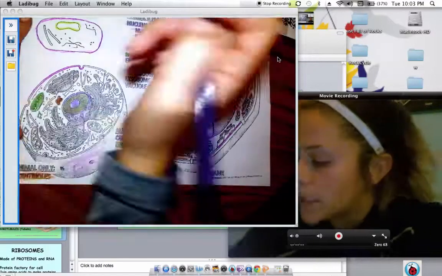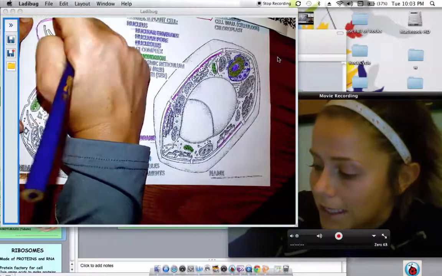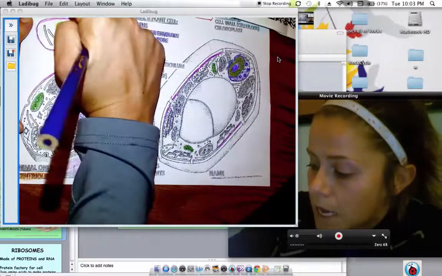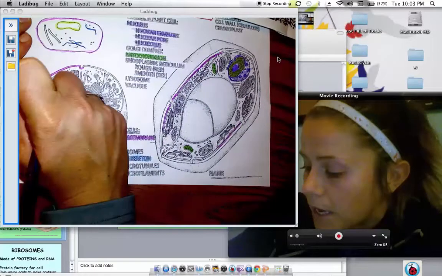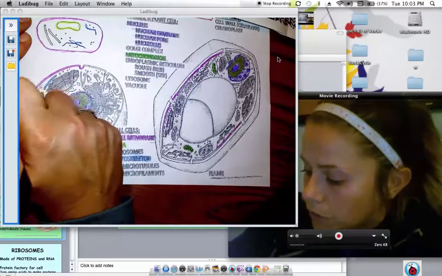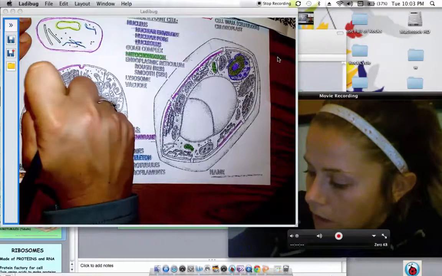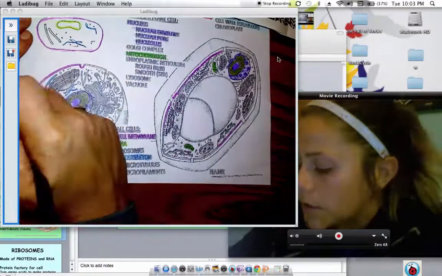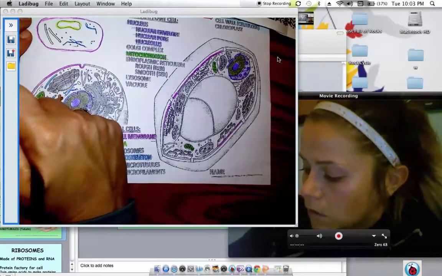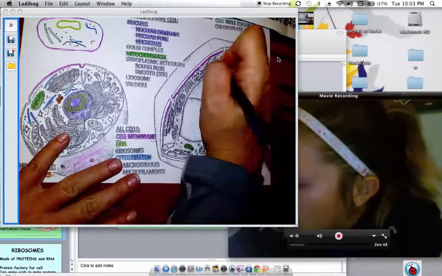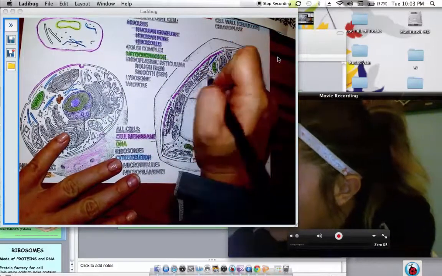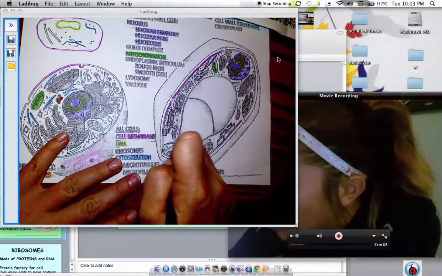Cytoskeleton is basically going to be like the skeleton for the cell. It's going to allow the cell to keep its shape. So we have these little tubules here, these little squiggly lines here, and anywhere you see those, that is going to be your cytoskeleton. And we're going to see the same thing in our animal cells. So again, it helps it keep its shape.